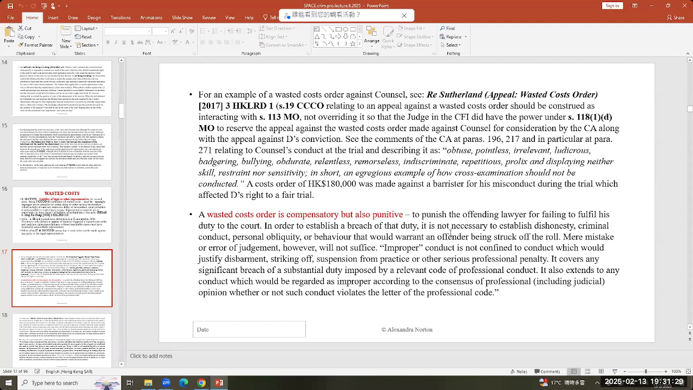And in fact, in this case, the counsel was referred to the barrister's disciplinary tribunal for them to look into his conduct. So a wasted costs order is compensatory as well as punitive. And you don't need to show dishonesty, but just a mere mistake or error of judgment or a wrong tactical decision is not enough. You've really got to show conduct which goes beyond the level of professionalism that is expected from the lawyer in the case.